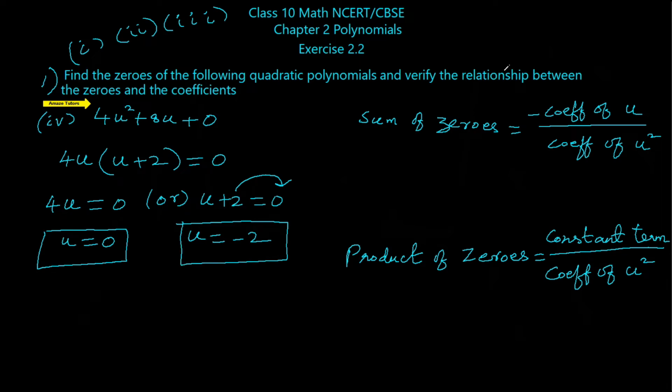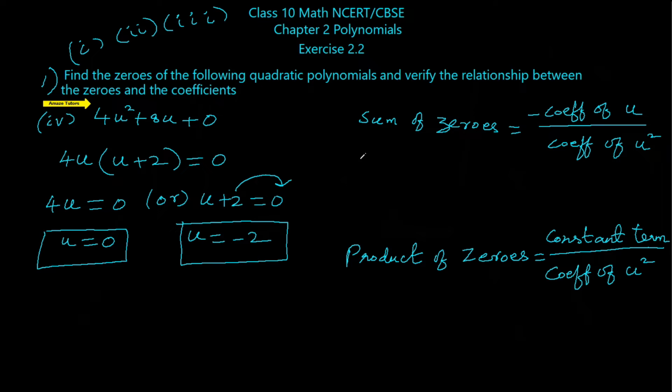Now to verify the relationship, find out the sum of the zeros. We already know that the sum of the zeros should be equal to minus coefficient of u divided by coefficient of u squared. In the same manner, the product of zeros should be equal to the constant term divided by coefficient of u squared. Now let's try to verify this.